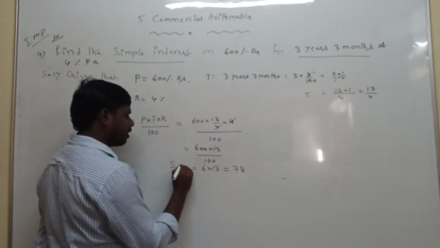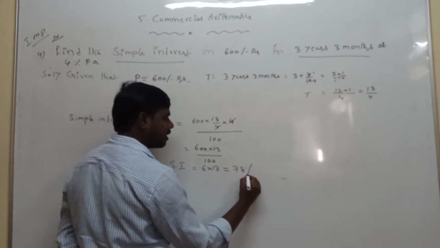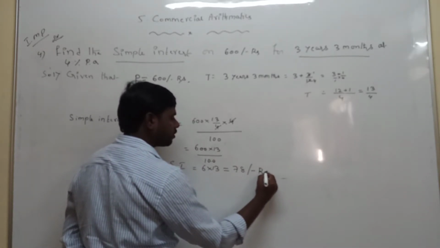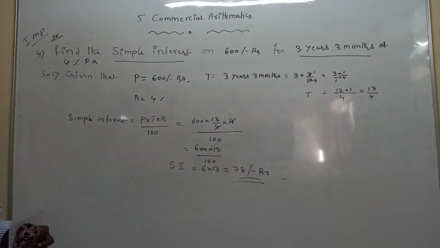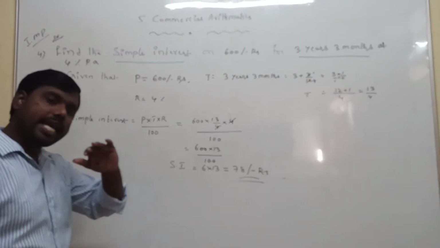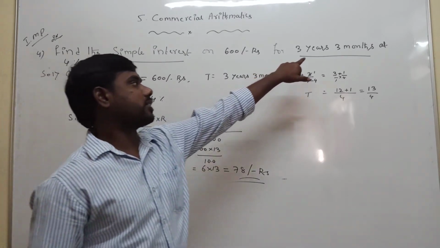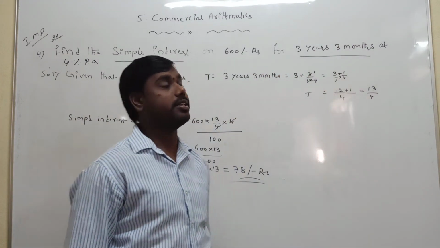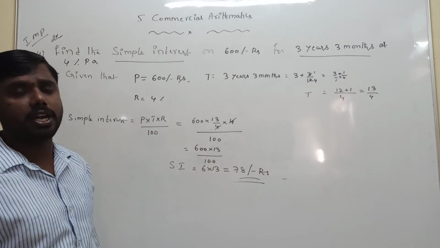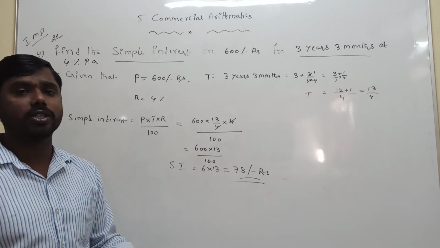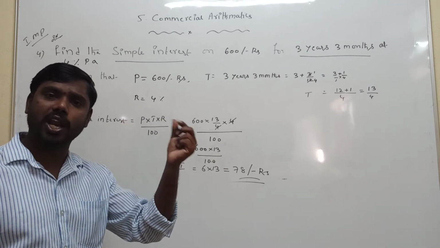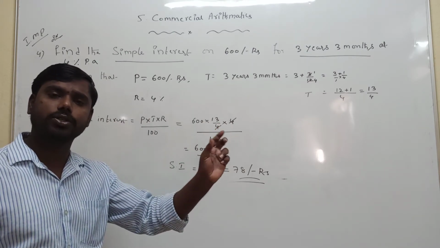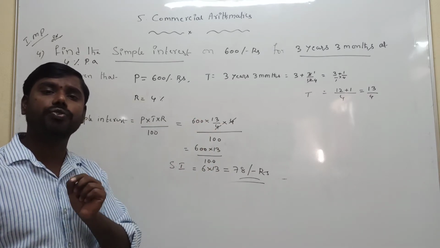So finally we got the value per year. What is the simple interest amount we are getting? 78 rupees. This is the required solution. Listen carefully. Before, only years were given, but here the extra 3 months is there. That's why we convert the given 3 months to years. How to convert to years? Yesterday I explained that 1 year is equal to 12 months, or 365 days, or else 52 weeks.